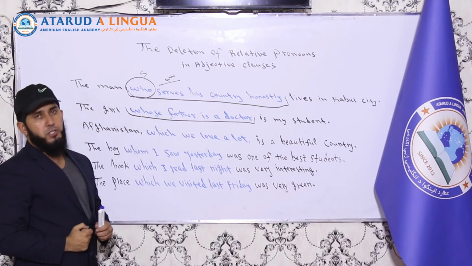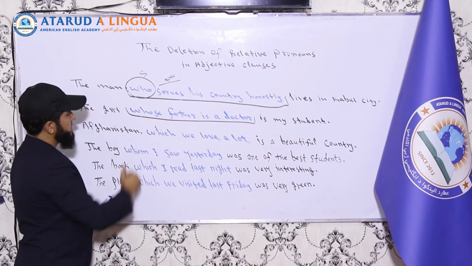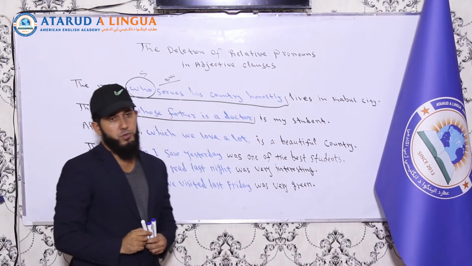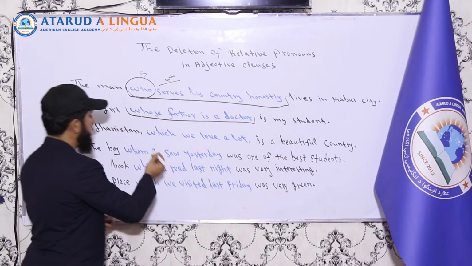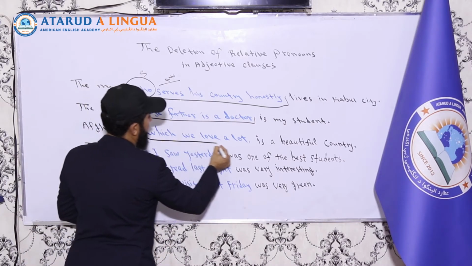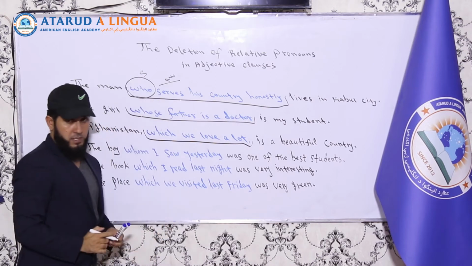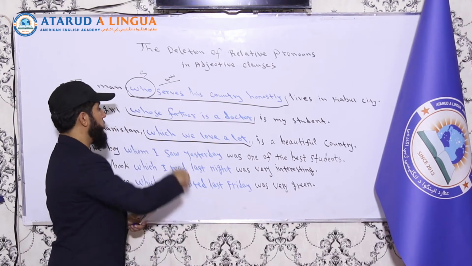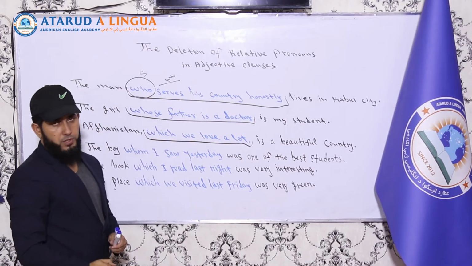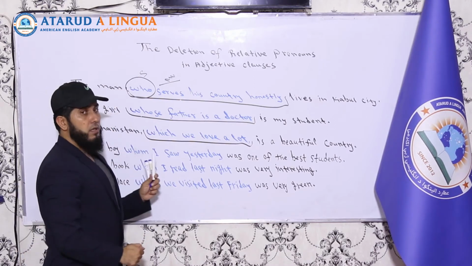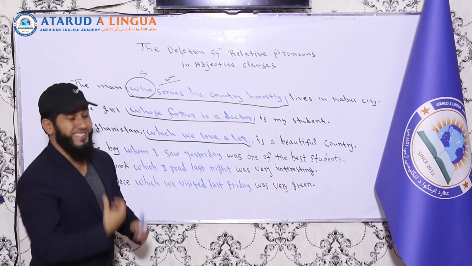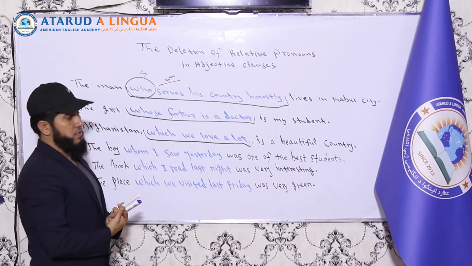Look at the third example. Afghanistan, which we love a lot, is a beautiful country. The adjective clause starts here: which we love a lot, it's your adjective clause. Again, we cannot omit the relative pronoun which here because it is a non-restrictive adjective clause. It's a non-defining adjective clause.